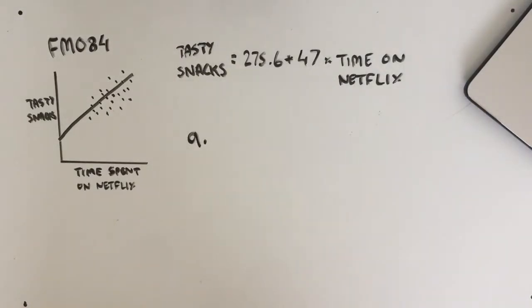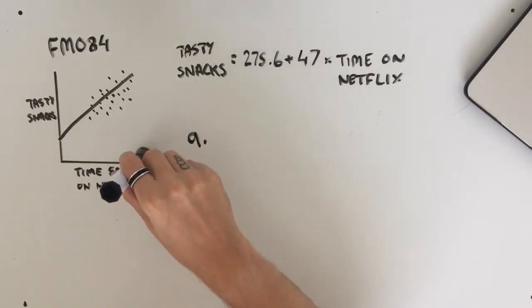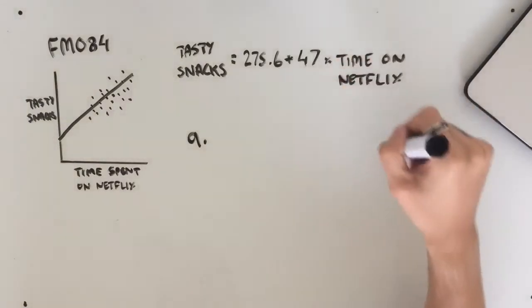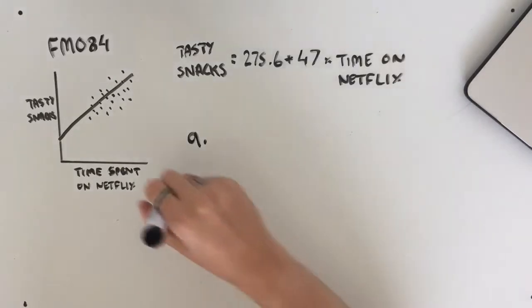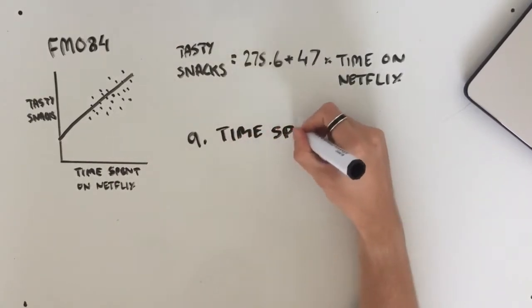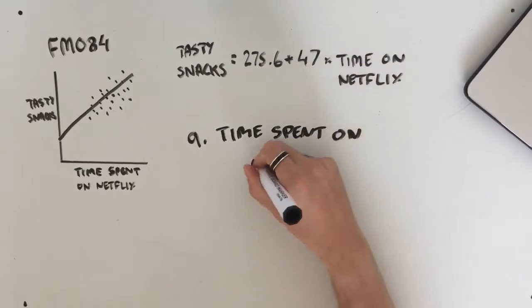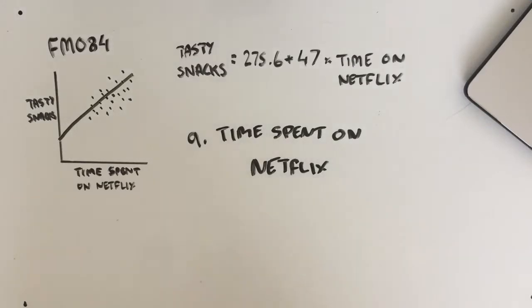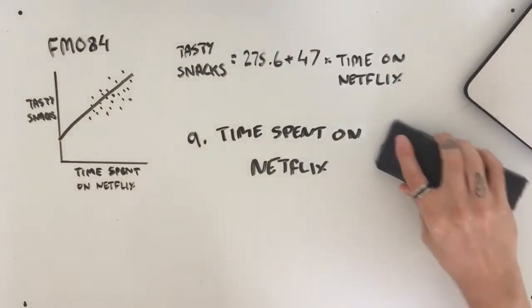the explanatory variable is. So which one is explaining the result? And as you guys know, you either know this because the x-axis is always the explanatory variable, or you know that the x value in your equation is going to be the explanatory variable. So in this case, A is going to be time spent on Netflix. So super straightforward question there, and it makes sense that this is the explanatory variable, because the more time you spend watching Netflix, the more likely you are to indulge in a tasty snack.